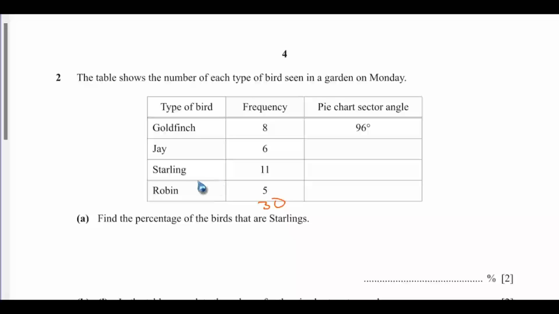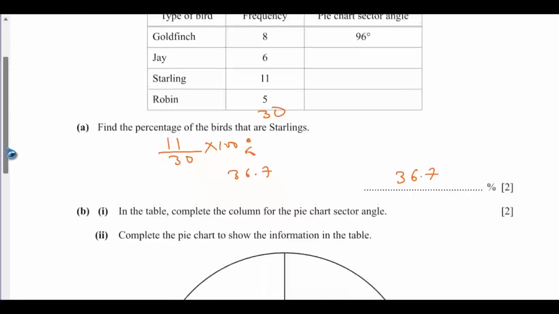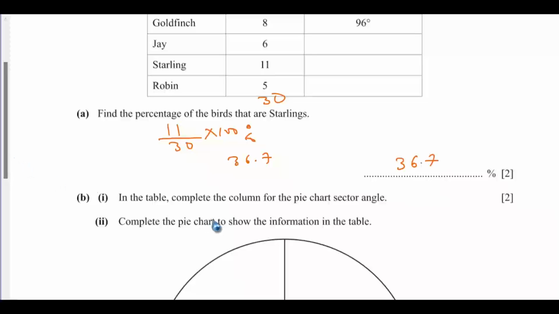Okay, so the starling birds are just 11. So it will be 11 out of 30 times 100%. So this will give you 36.7%. So we have 36.7% here. Then the next question, that will be B, Roman figure 1. In the table, complete the column for the pie chart sector angle.